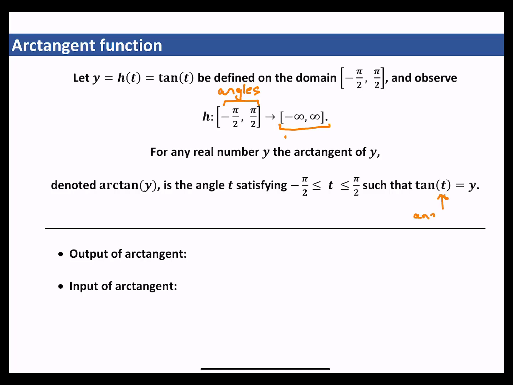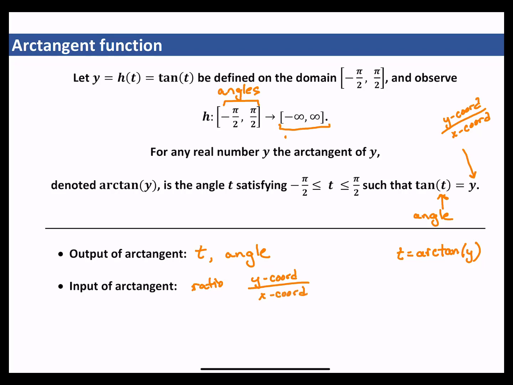We should remember that in the tangent of t equals y, t is an angle, and the output y actually represents the ratio of the y-coordinate to the x-coordinate on the unit circle. And since tangent of t equals y, we can also write t equals the arctangent of y. Notice that means the output of the arctangent function is t, an angle, and the input is a ratio of the y-coordinate to the x-coordinate on the unit circle.